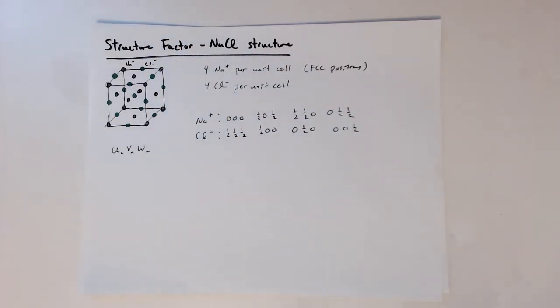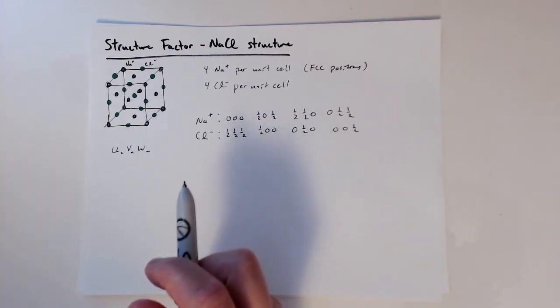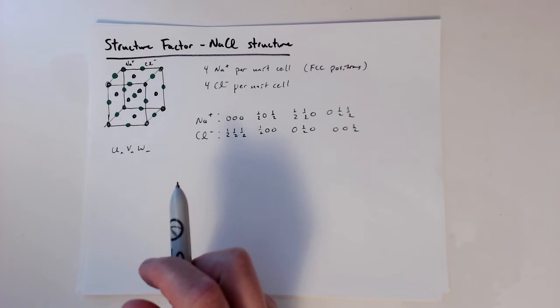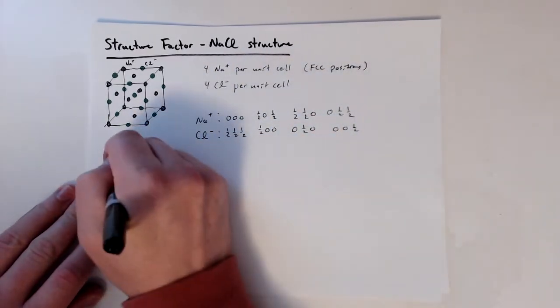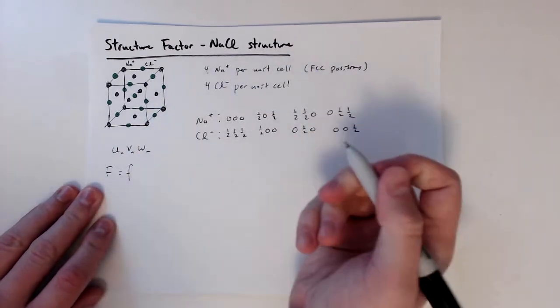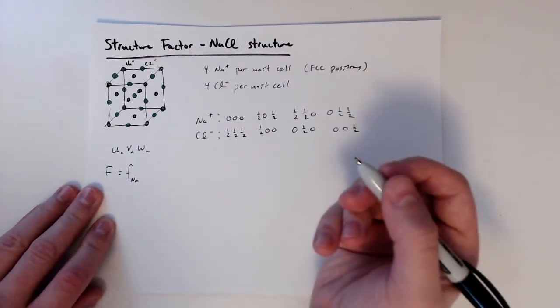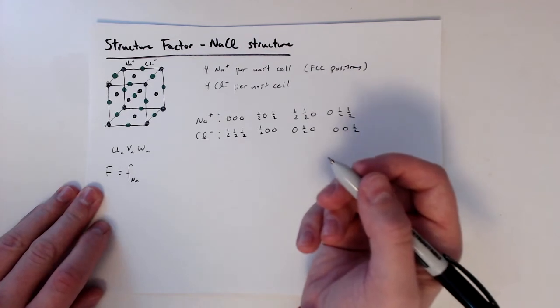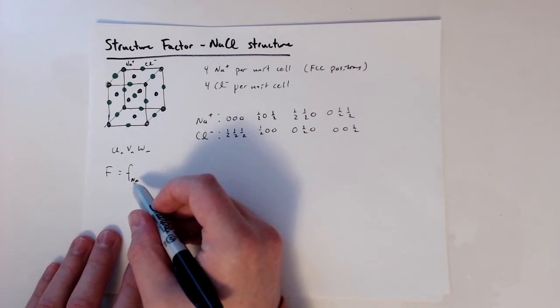Okay, so starting with the sodium positions, let's go ahead and write this out. So I've got F, and here I have the atomic scattering factor for sodium. So I'm going to specify the ion I have. Again, if you're not looking at the sodium chloride structure, this would just go to the cation.